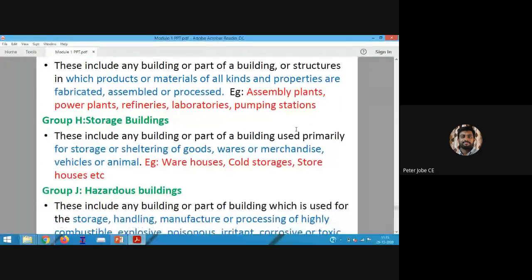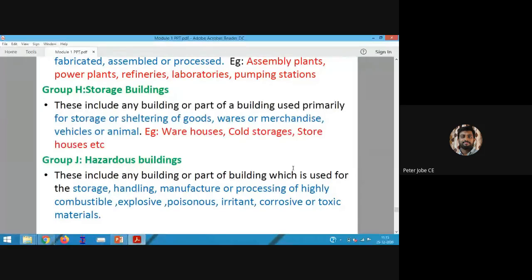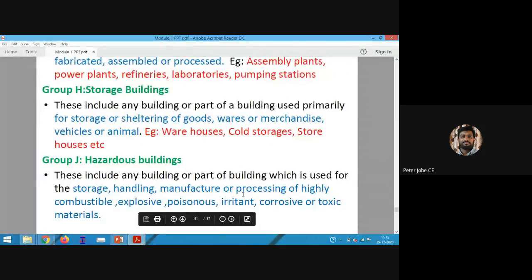And next, the last category based on occupancy is hazardous buildings. So these include any building or part of a building which is used for the storage, handling, manufacture or processing of highly combustible, explosive, poisonous, irritant, corrosive, or toxic materials. So when some chemicals which are very poisonous or explosive are manufactured, we won't categorize it as an industrial building. We will separately mention it as a hazardous building, so that a safer type of construction for the building will be required.